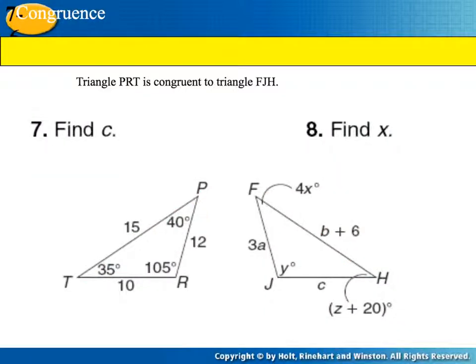Try these two. Make sure you write this down. This is very important. You can definitely write the congruent symbol down if you would like. And you can write this as a triangle to make it a little shorter. But try to find C and X and know which angle or which side they are equal to. And go.